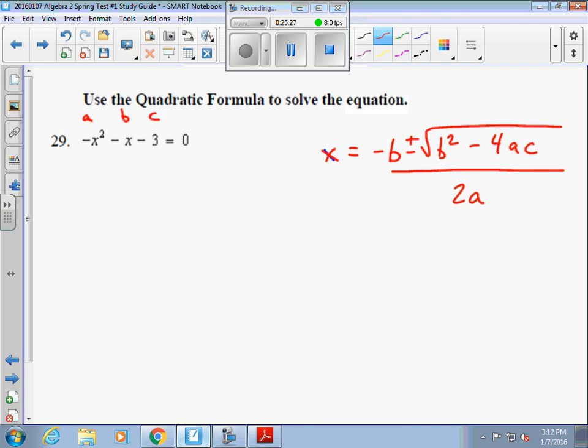It is. I'm sorry, I said standard form, ax squared plus bx plus c. No, I said it right. Take all of those values and plug them in to find x's value.